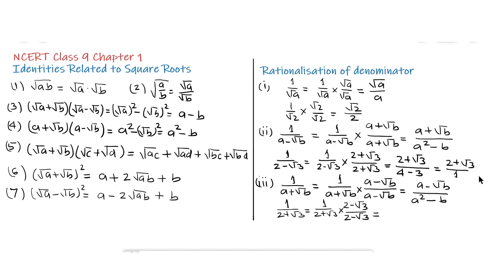And we give the example of this. 1 upon 2 plus root 3 equals 1 upon 2 plus root 3 multiplied by 2 minus root 3 upon 2 minus root 3. As we were having 2 plus root 3, so we multiplied it by 2 minus root 3. So this becomes 2 minus root 3 upon 4 minus 3, which is equal to 2 minus root 3 upon 1, which is equal to 2 minus root 3.